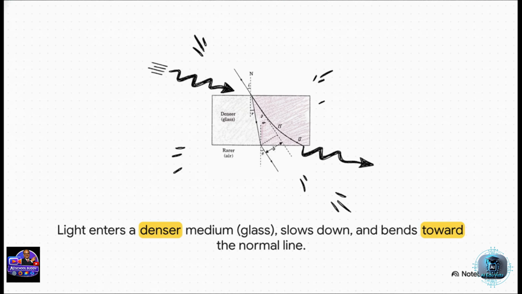Let's trace it out here. The light ray is traveling through the air. As soon as it hits the denser glass, it slows down, and that causes it to bend a little bit toward that imaginary dotted line. Then, when it leaves the glass and re-enters the air, it speeds up again and bends away.